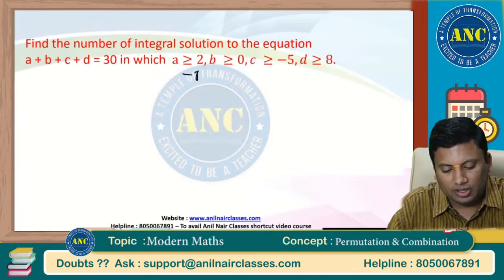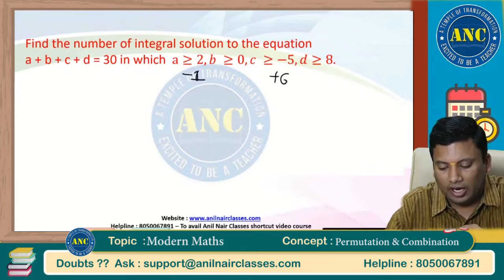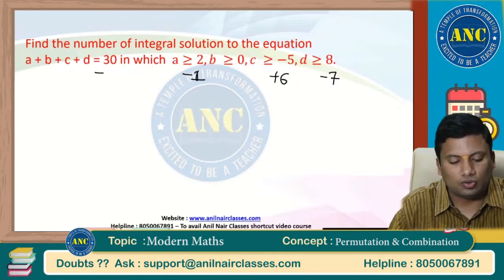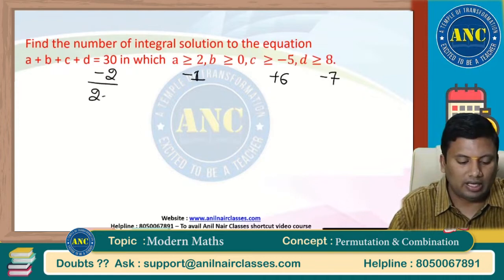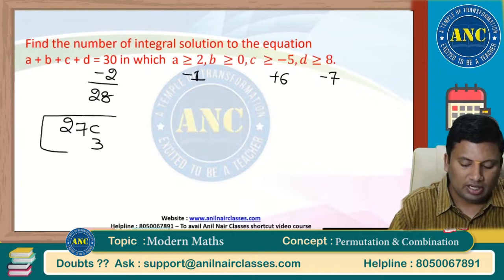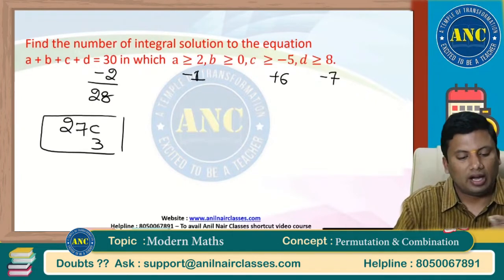Next one, a + b + c + d. Here we have to subtract 1. Here I have to add 6. Here I have to subtract 7. So minus 6 minus 1 is 5. 5 minus 7 is minus 2. So 30 minus 2, 28. The answer is 27C3. I hope it is clear.